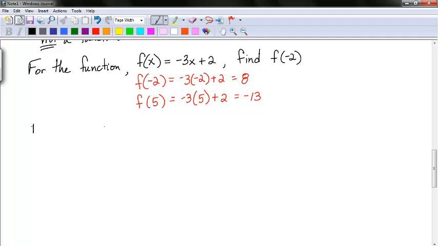Another thing this author goes through in this section is they will ask you to determine which real numbers must be excluded from the domain.